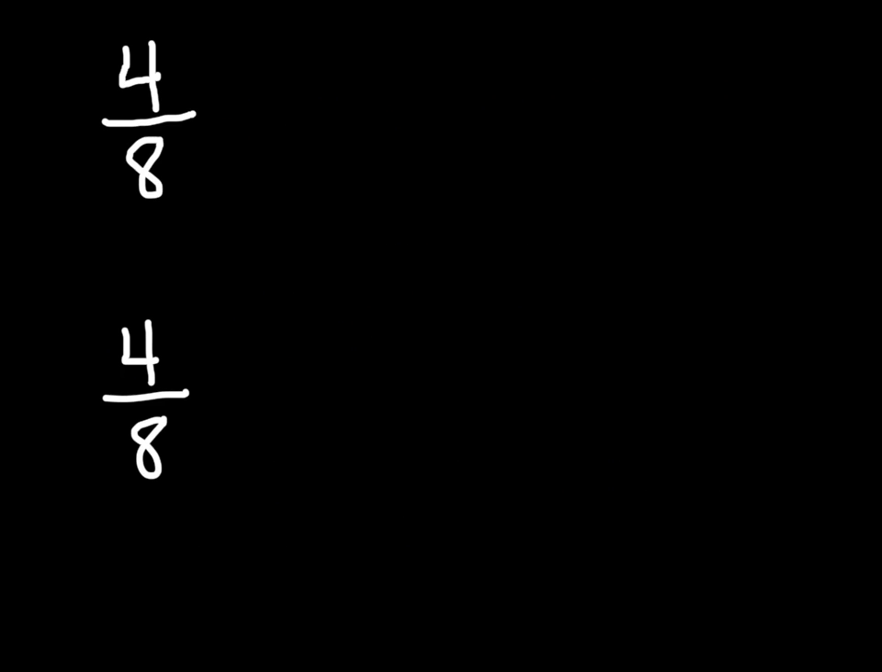If I start with the fraction 4/8, I want to look for a number that I can divide both my numerator and denominator by. And if I use my divisibility rules, I see that 4 and 8 are both even, so I know that I can divide both of those by 2. And remember, whatever you do to the top, you have to do to the bottom. So 4 divided by 2 is 2, and 8 divided by 2 is 4.